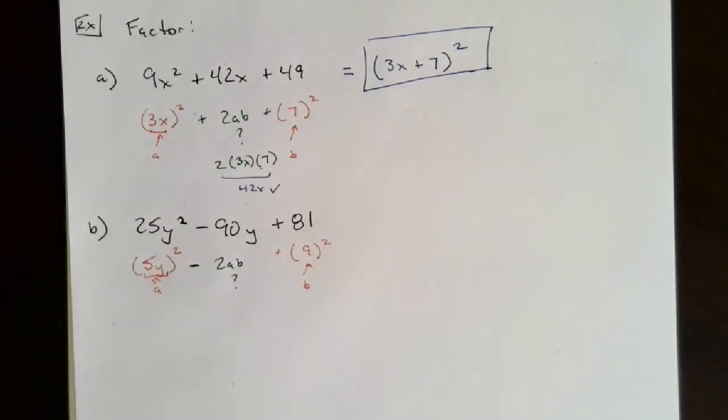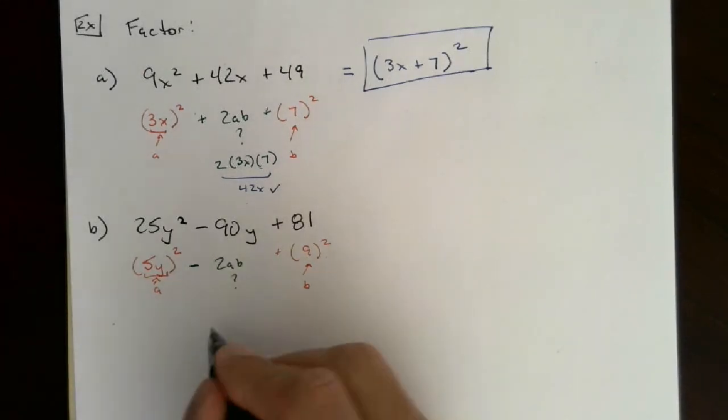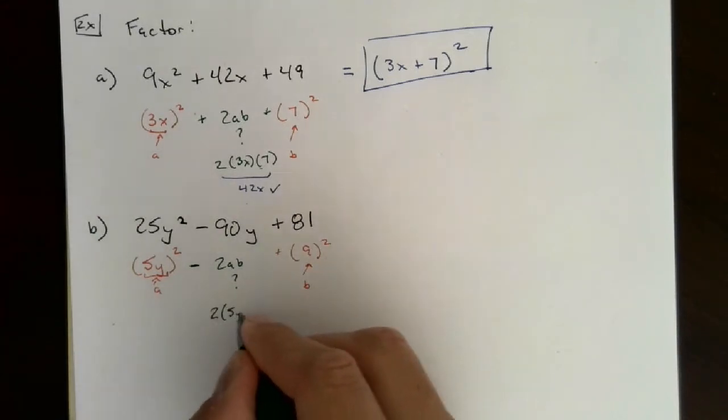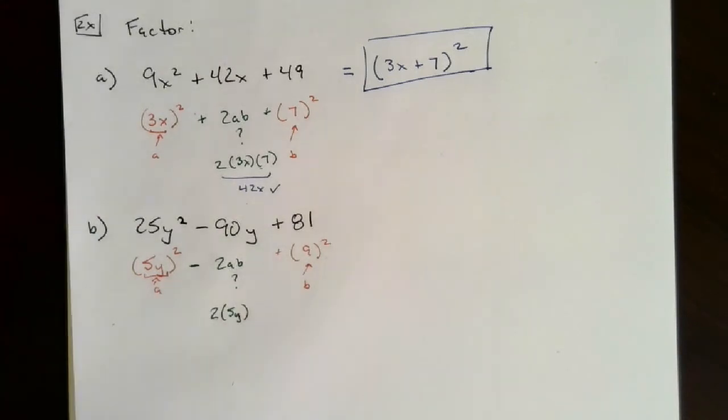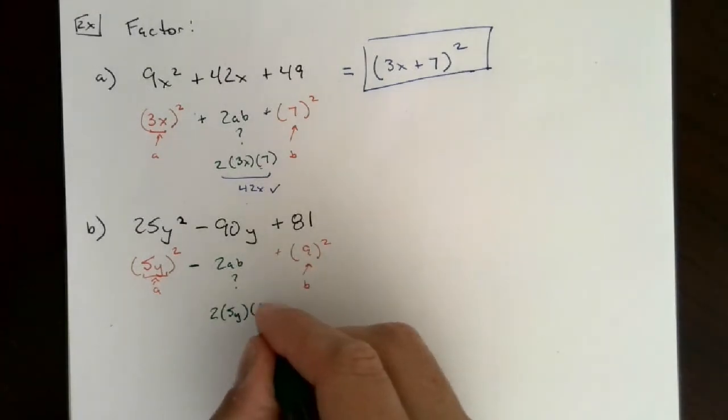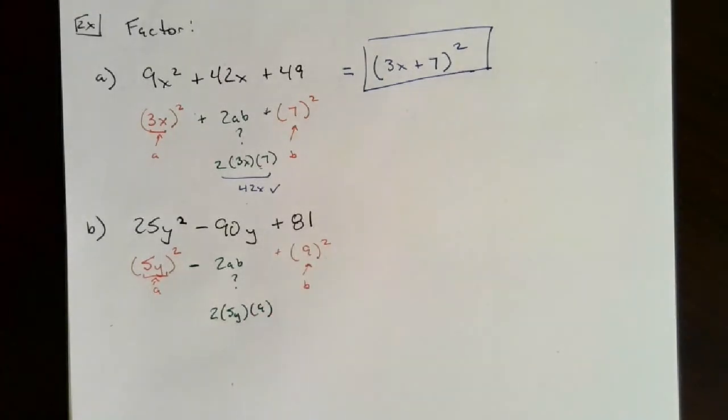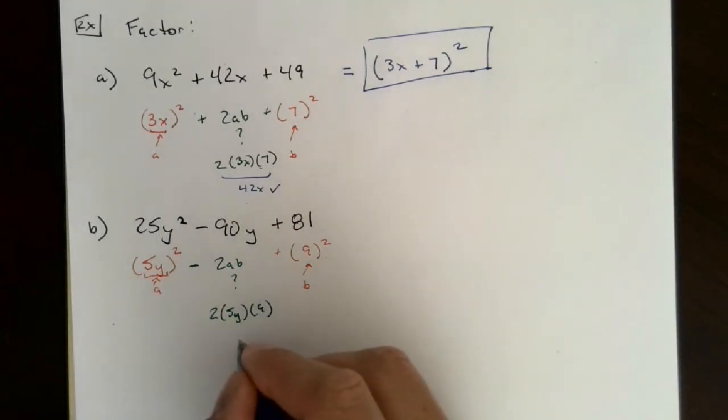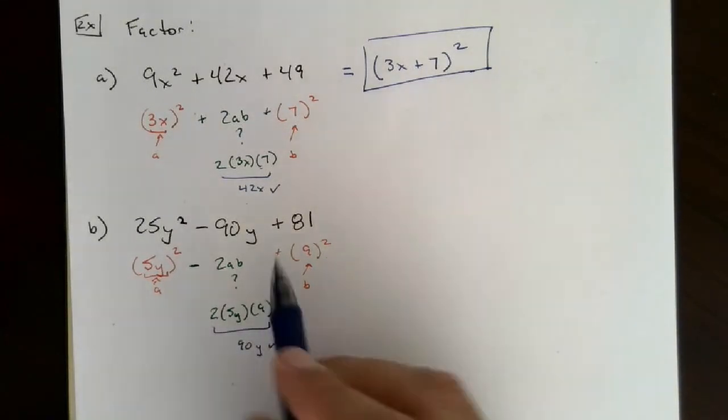Now I'm showing this here. You might be able to recognize it without writing it all out like I am, but I want to make sure you understand the thought process. Well, is this 2ab? Well, 2 is the coefficient, stays 2. A is 5y, and b is 9. So we want to see, does this multiply to the 90y? Well, we have 2 times 5y. That gives me 10y times 9. That does give me 90y. So this here comes out to 90y. It checks out, it matches up.